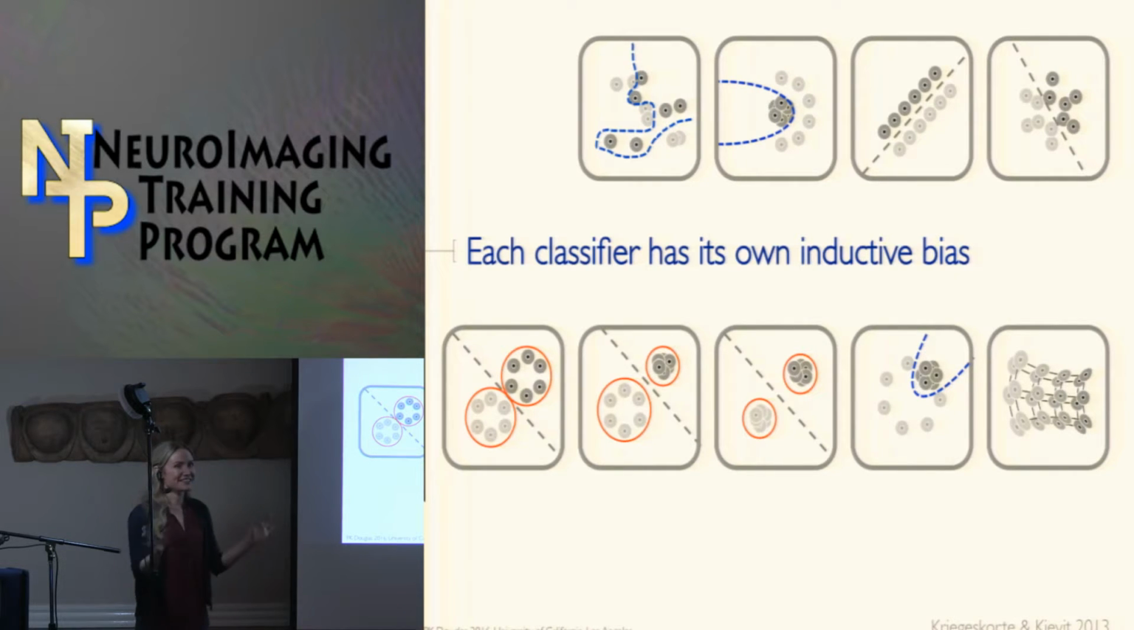So aside from NITP, there's this Wolpert and Macready theorem, which says, they proved, that no one classifier universally works best across all domains. And so it's a good idea to test out different models.